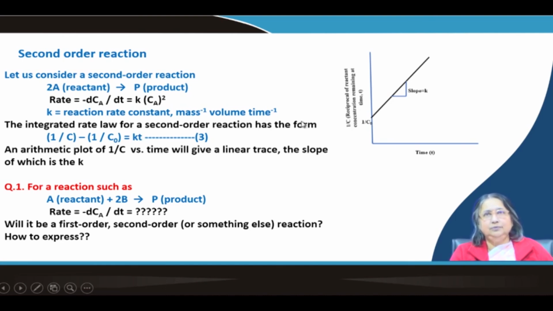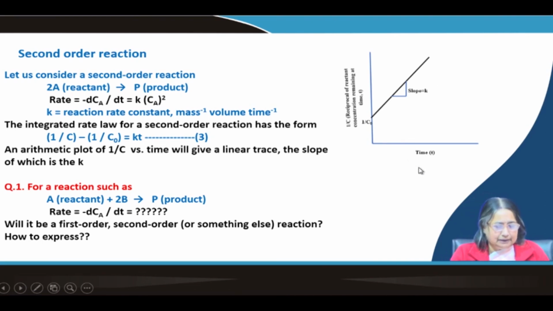For a second order reaction, if you plot 1 by C on the y axis and time on the x axis, then you will get a straight line with positive slope. The intercept is 1 by C0. In the first order rate you have seen we have to plot ln C or log C versus time to get a linear curve. In case of zero order, C versus t gives a linear curve. In case of second order reaction, you have to plot 1 by C versus t and you will get a straight line.